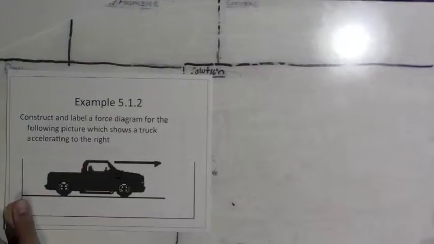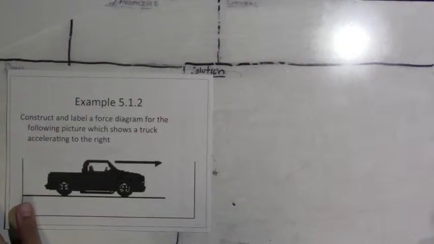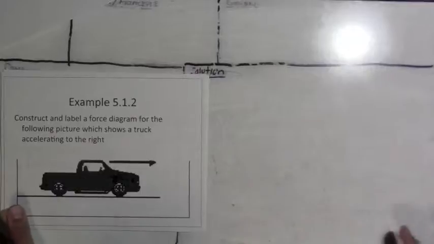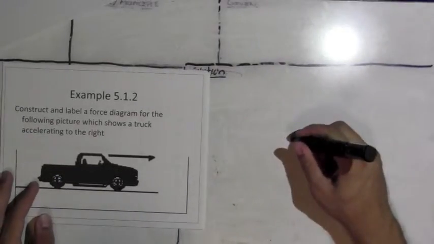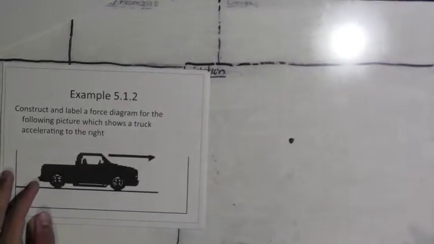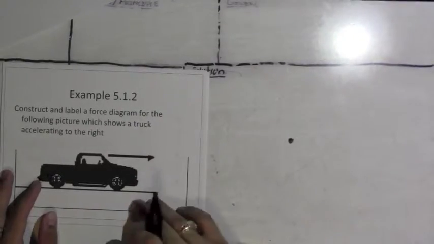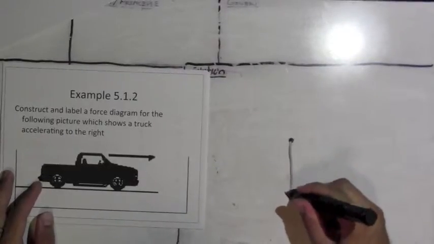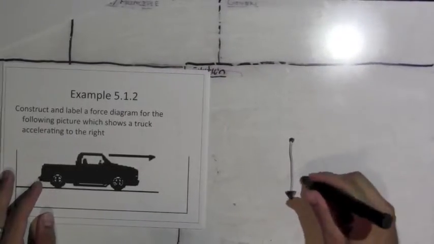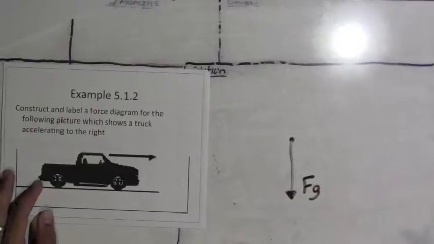All right, this is example 5.1.2, and it says construct and label a force diagram for the following picture, which shows a truck accelerating to the right. So we have our object, which is the truck, and we say, is the truck going to be subjected to gravity? And of course the answer is yes. So we have an arrow pointing downward, and we label that as FG.